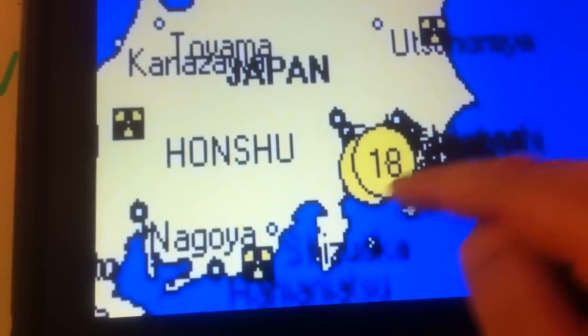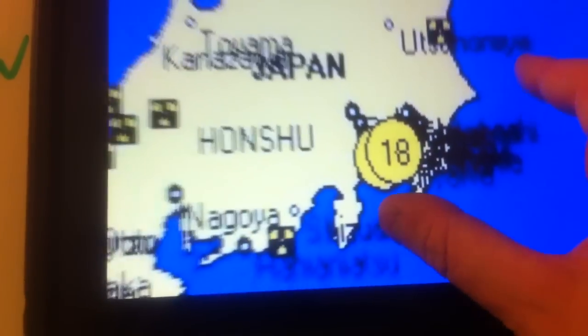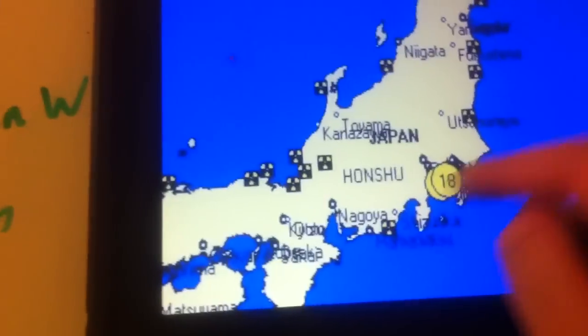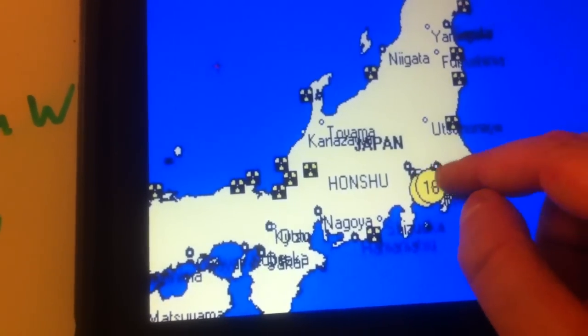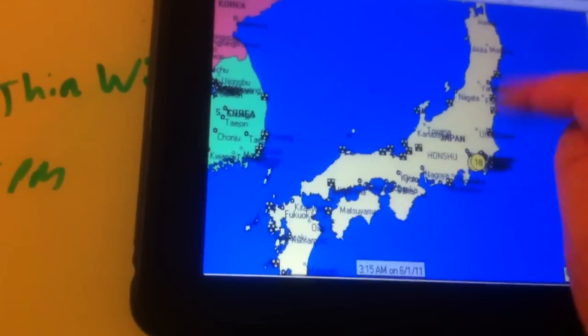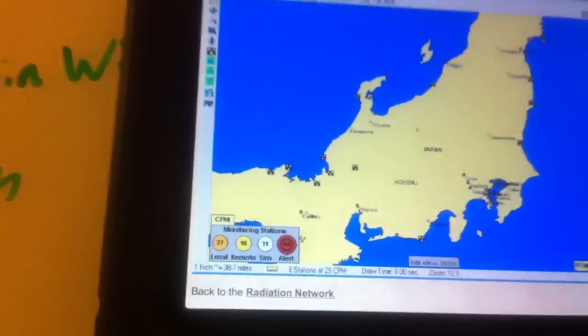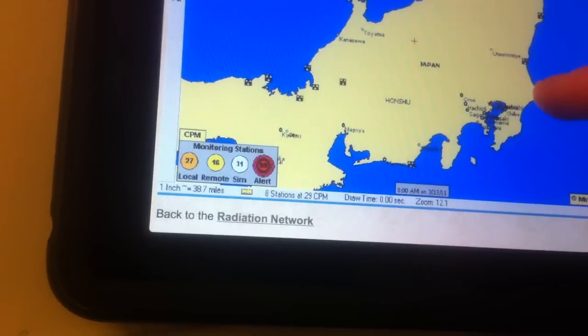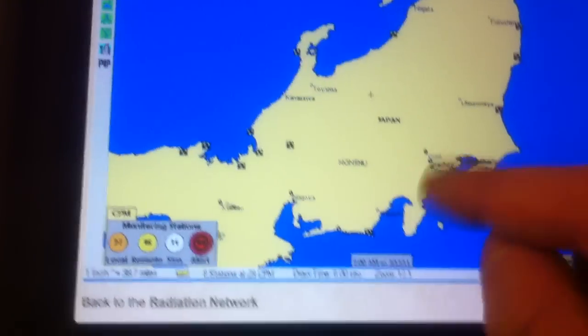Here's Japan. These are live feeds. This updates every minute. And as you can see, 18 counts per minute right around Tokyo. So I guess that's Tokyo, isn't it? Well, I don't know anything about Japanese geography. Let's see if I'm right. Is that Tokyo? I don't know where Tokyo is, apparently. I might think that's where Tokyo is. But whatever, it's whatever this thing is.